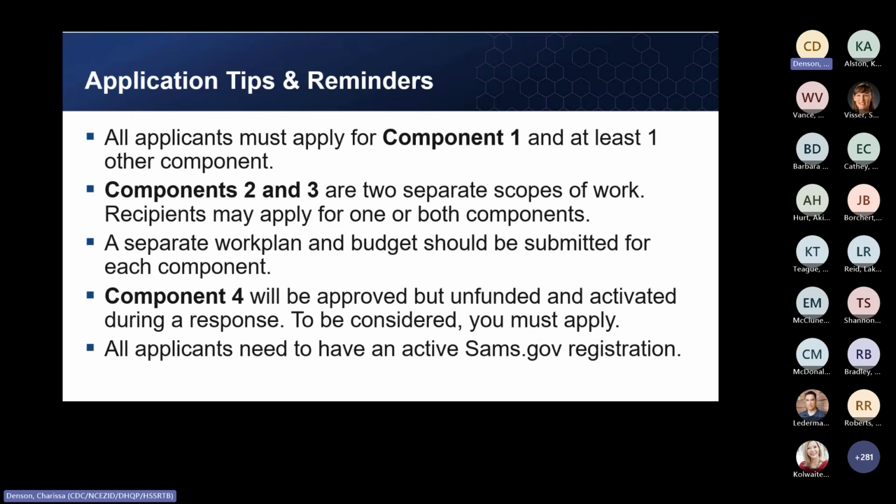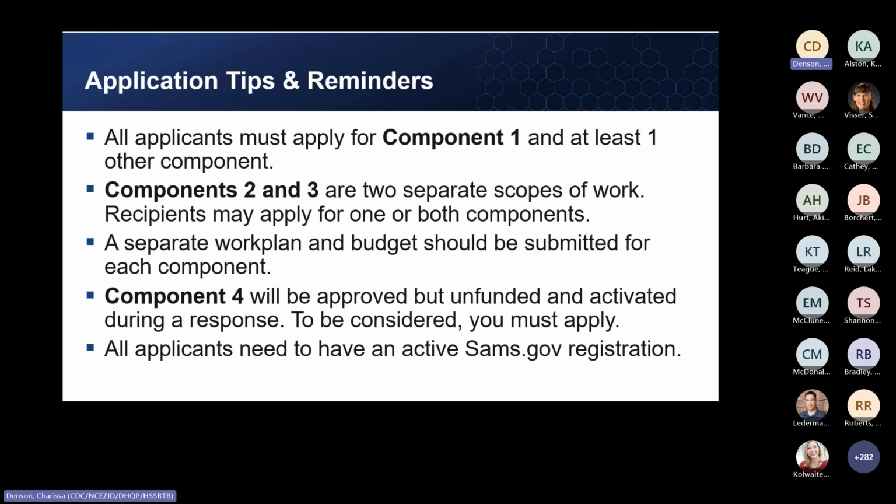I want to go over a couple of important application requirements and reminders from our presentation today. All applicants must apply for Component 1, which is the required infrastructure component, along with at least one additional component. Applicants must also propose activities that support at least one strategy associated with each component included in their application. Proposed activities should clearly align with the strategy or strategies identified under that component.